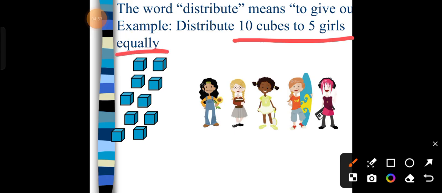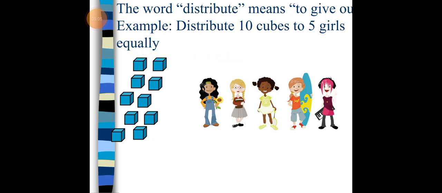Okay, now if we have 10 cubes and 5 cards, and we need to distribute them equally, like no one should get more and no one should get less. All of them should get equal. We cannot give someone more and someone less. No, we need to give them all equal.